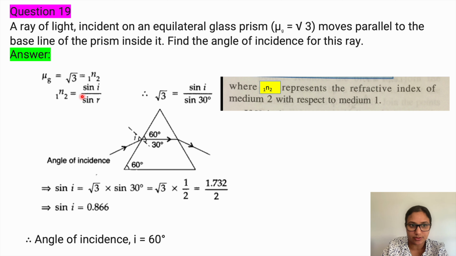So we have Snell's law, sin i by sin r, or root 3 is equal to sin i by sin r. What is r given? According to the diagram, it is 30 degrees because it is an equilateral glass prism. So calculate the i value using the logarithms. You get the angle of incidence. The i value will be 60 degrees.